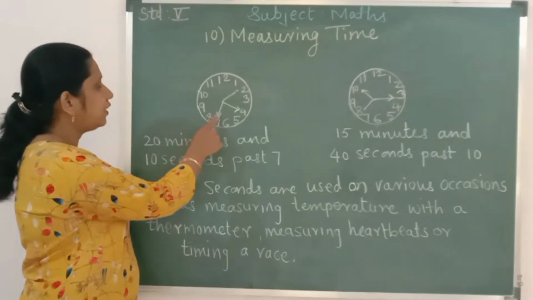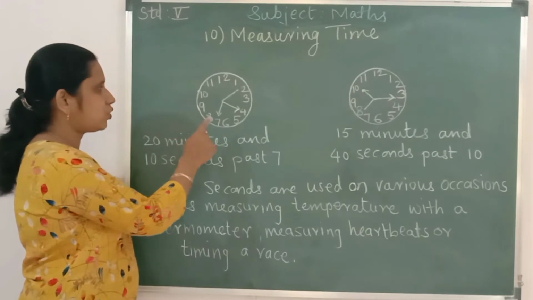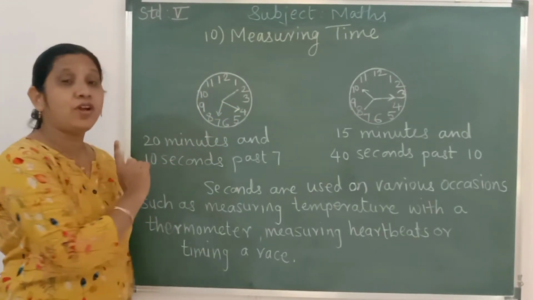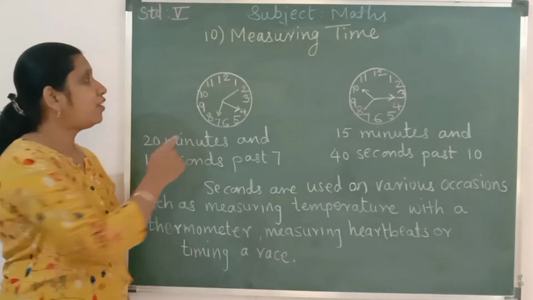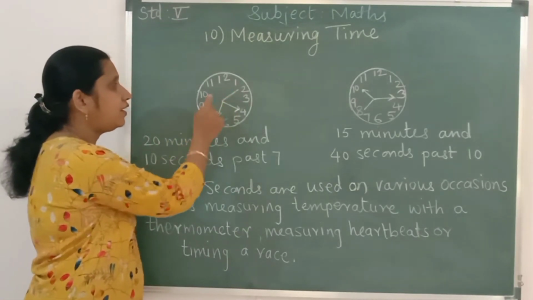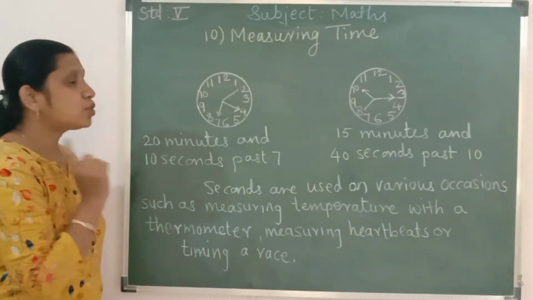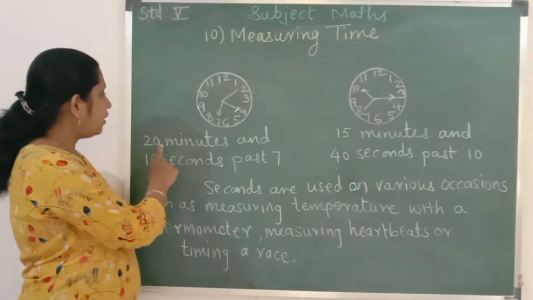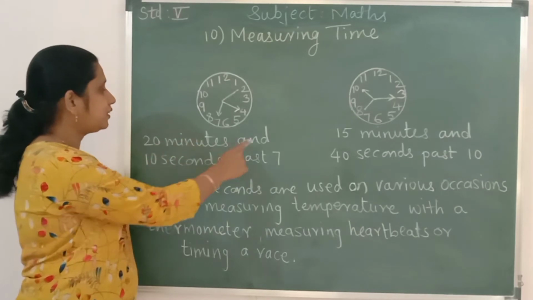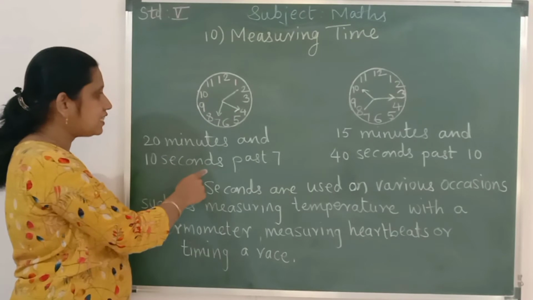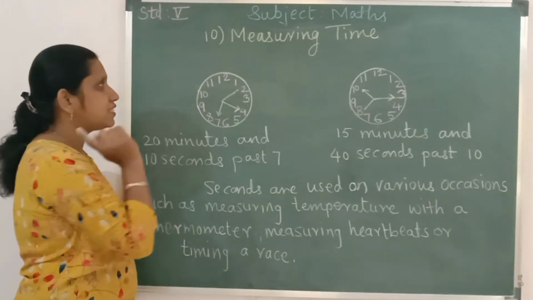See here children, a small hand which is on 7, which is the hour hand, a long hand which is on 4, which is the minute hand, whereas this small line which is on 2 is known as the second hand. Okay, so how is the timing read over here? 20 minutes and 10 seconds. As it is on 2, it means 10 seconds past 7.